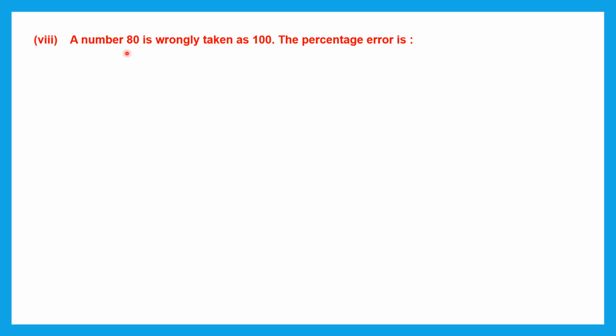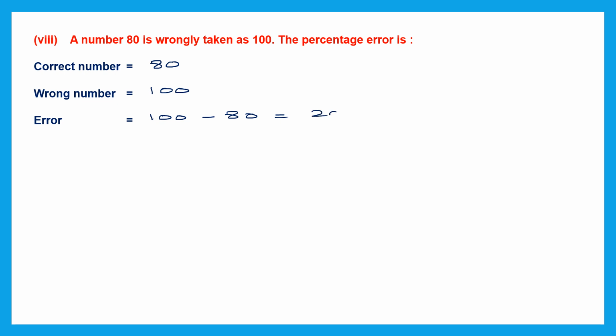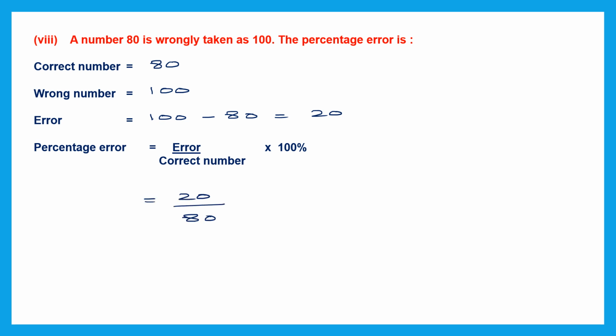Question 8. A number 80 is wrongly taken as 100. So there has been an error, isn't it? We have been asked to find that percentage error. So here the correct number is actually 80, but it has been wrongly taken as 100. So there is a small error. And what is that error? The error will be 100 minus 80, which is 20. So now the percentage error is error by the correct number into 100. So what is the error? Error is 20. What is the correct number? 80. Now we multiply by 100%.